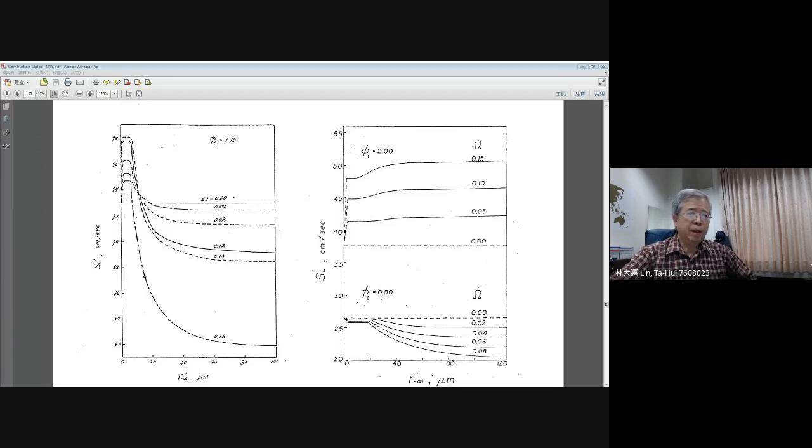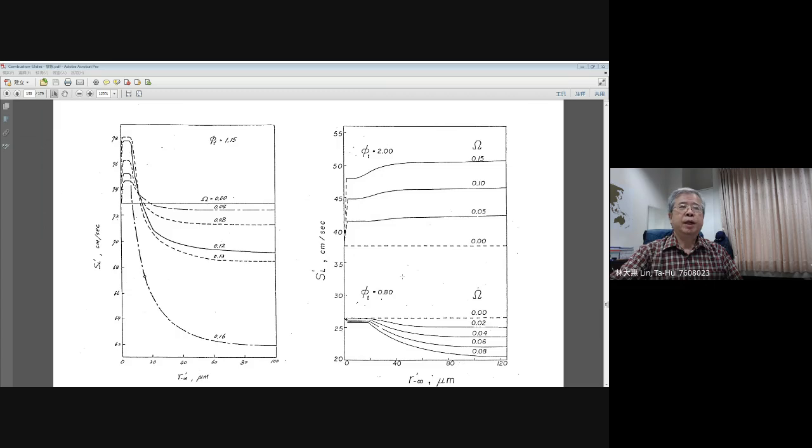Okay, here is a result of the calculation. We consider three different kinds of spray. Phi_t means the total equivalence ratio, which is around 1.15 for one, 2 for another, and the third one is 0.8. 0.8 means a lean spray. Overall it is a lean spray.